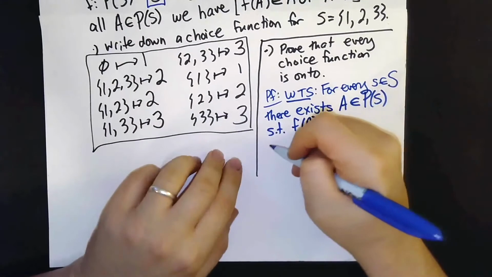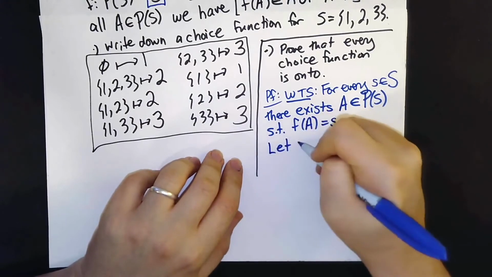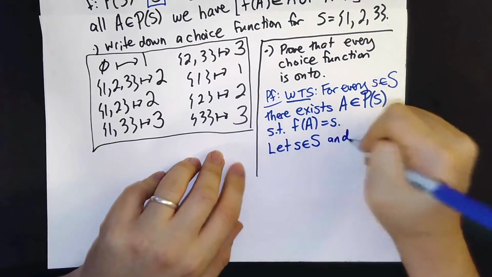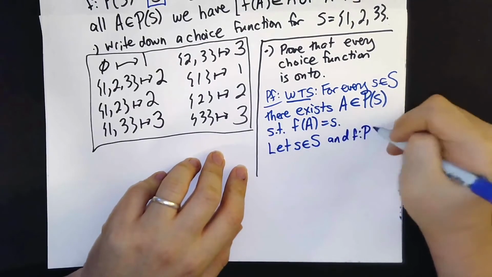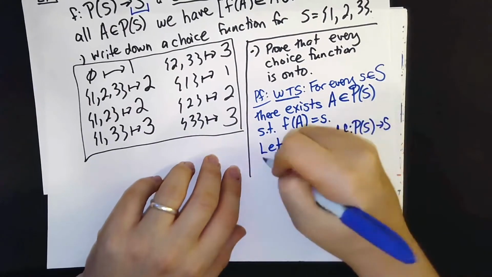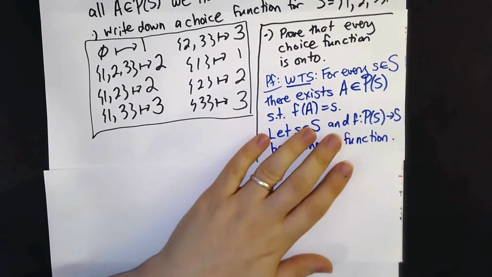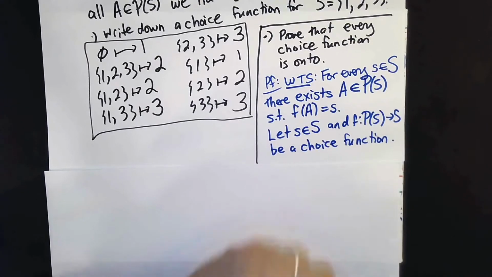So, I guess we don't have a choice. Let little s be an element of big S, and f from the power set of S to S be a choice function. Now, even though there's lots of options, I claim there's one thing I know definitely maps to little s. Think about it for a moment. Pause the video if you have to. What is it I know has to map to little s?